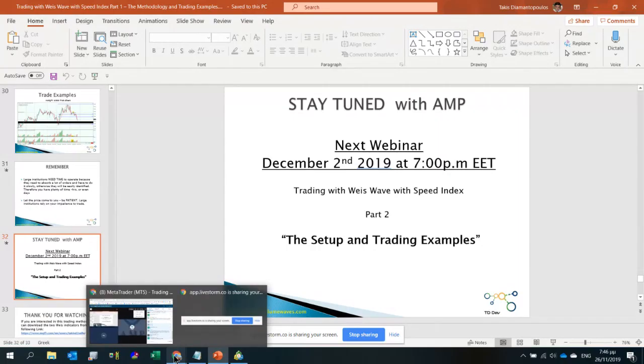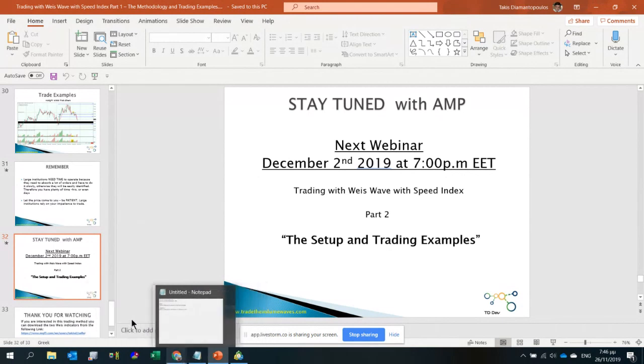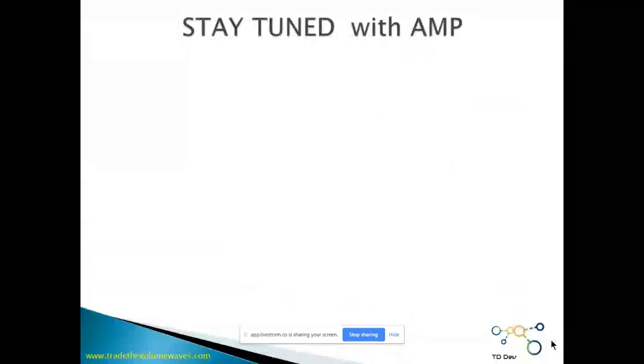Of course, they depend. And the trick to the Weis waves is to get the right swings. Too many waves, it's very hard to read. Too few waves, you're missing some details. And the second webinar, I don't know if it's visible.